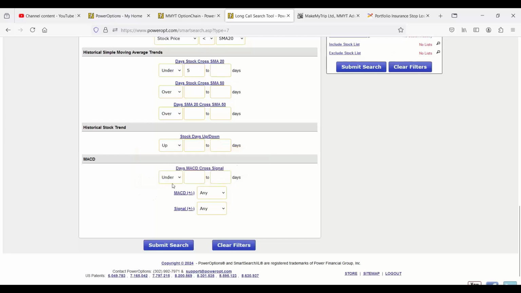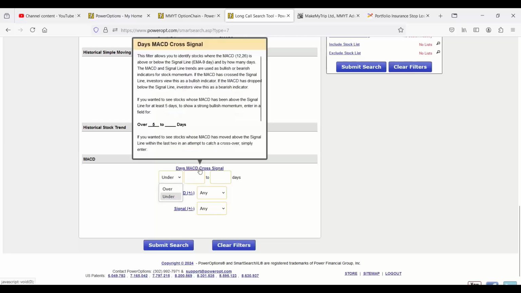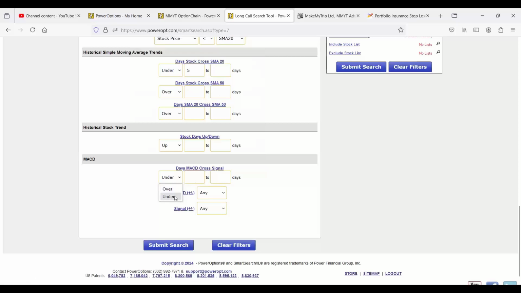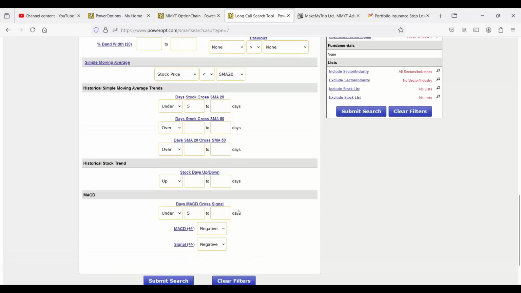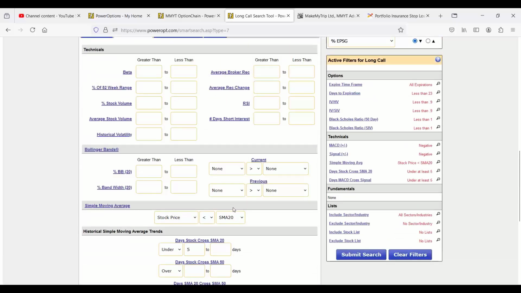But now I can also look for a MACD level. MACD crossing the signal. That's where we saw the blue line and the red line. I can look for a MACD that's under the cross signal for at least 5 days or so. Now, this is going to show me bearish stocks, but I also want these both to be negative because I'm looking for something that's sort of coming to a bottom, hopefully.